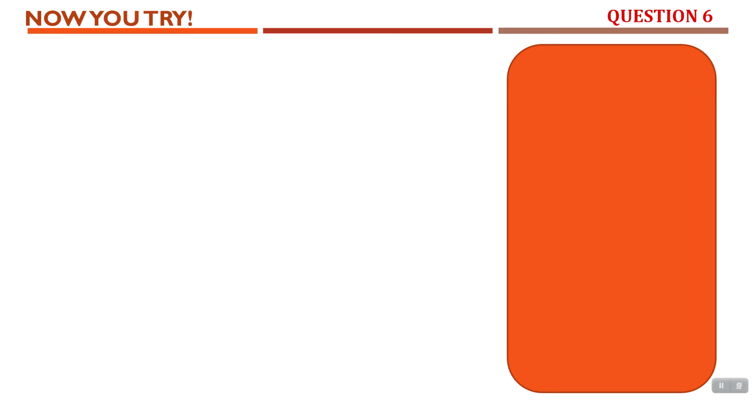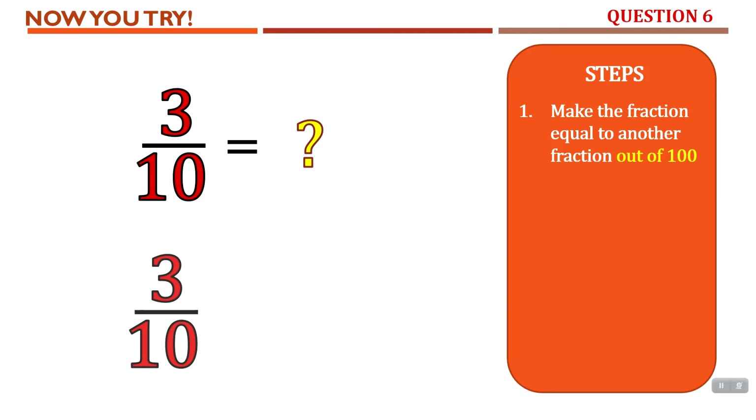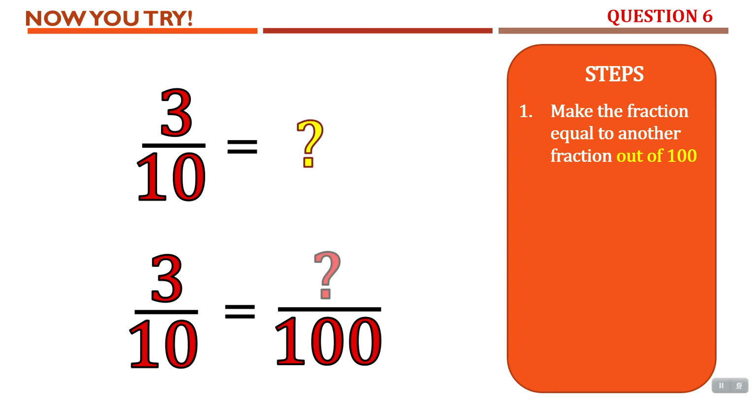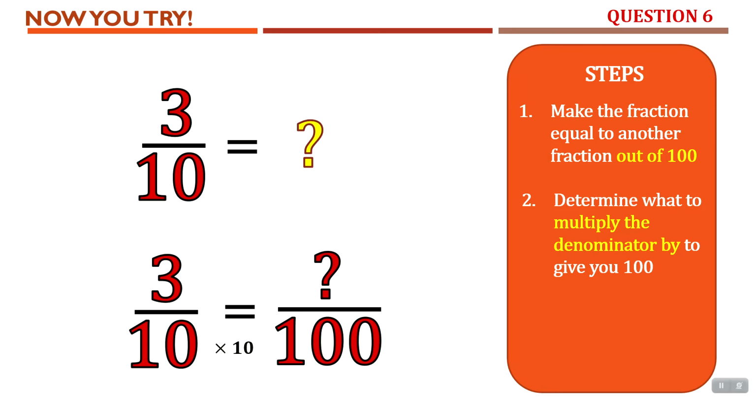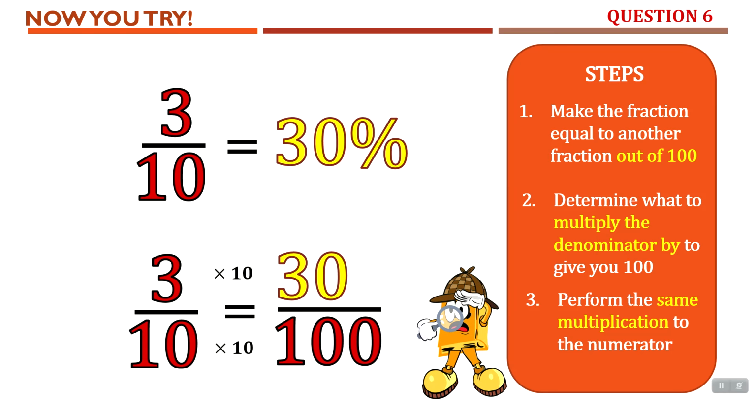Last question, 3 out of 10. If you got 3 out of 10 on a test, what would your percentage be? Let's write 3 out of 10 and make it equal to a fraction out of 100. 10 times 10 is 100, and 3 times 10 is 30. And 3 out of 10 is equal to 30%. And now you've solved the mystery of how to convert fractions into percentages.